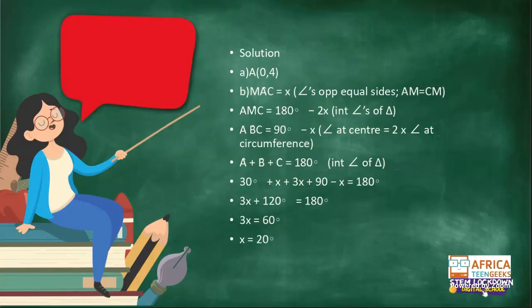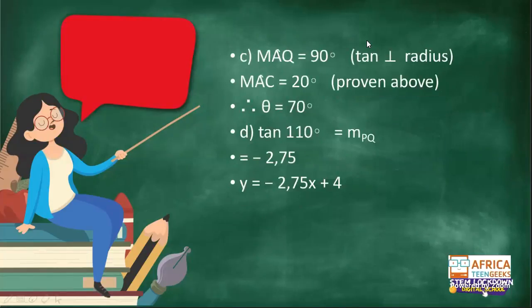Now, the other question was for you to prove that theta is equal to 70 degrees. So you know the angle MAQ here was equal to 90 degrees because the tangent is perpendicular to the radius. And then we have MAC, which is equal to 20 degrees. Therefore, you have shown that theta here is equal to 70 degrees.